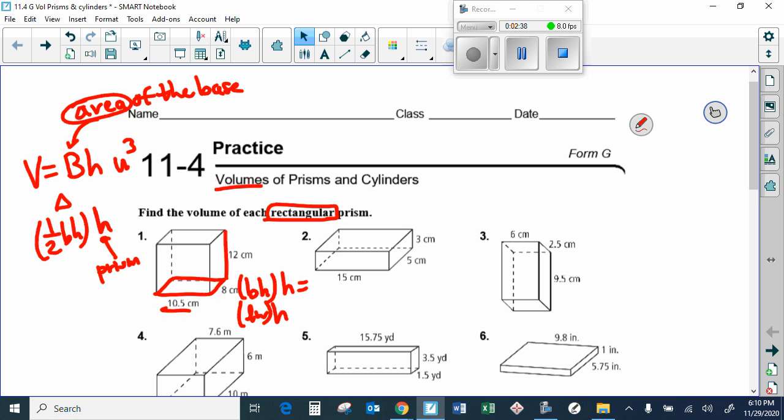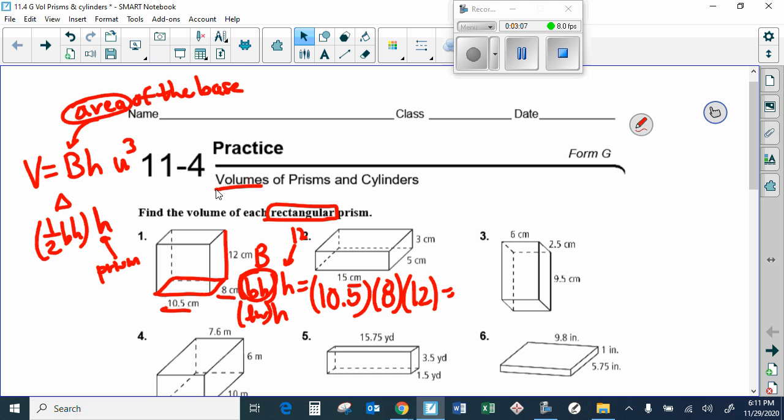Okay, so 10.5 times 8 would be the length times the width, or the base times the height of the base. That'd be my capital B. Times the height of the prism itself, 12. So 10.5 times 8 times 12. Put all that in a calculator. Notice it didn't say round to nearest tenth. That means what's the exact answer. Okay.